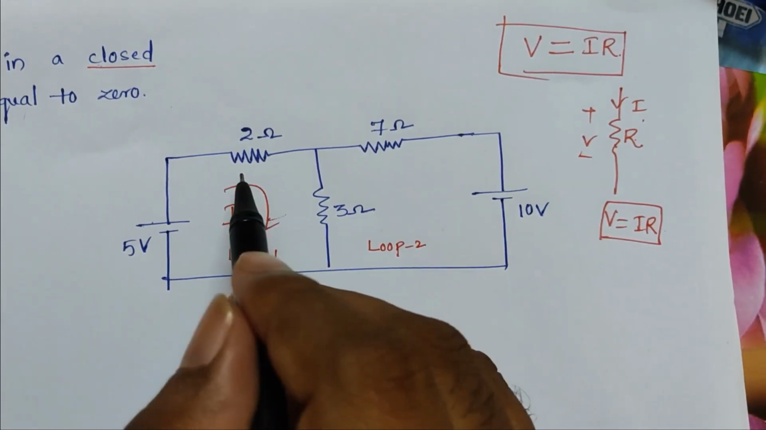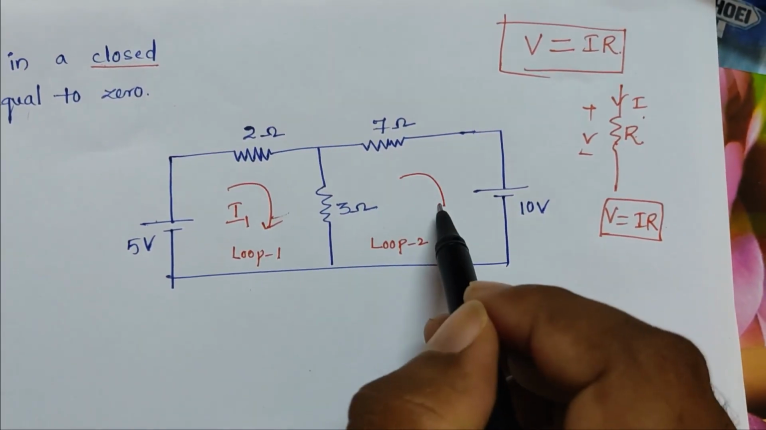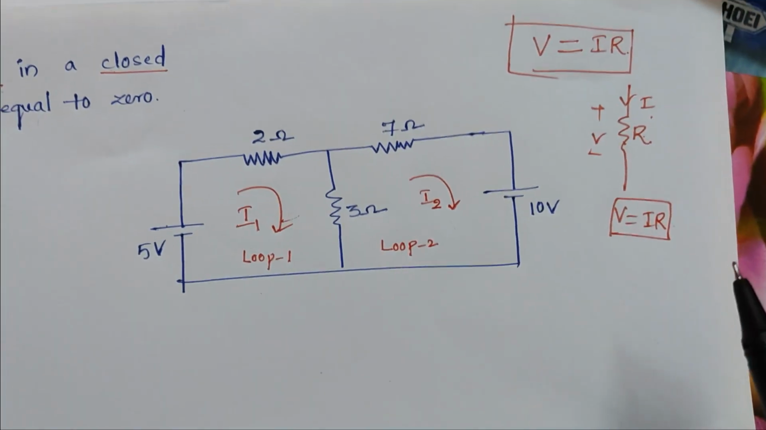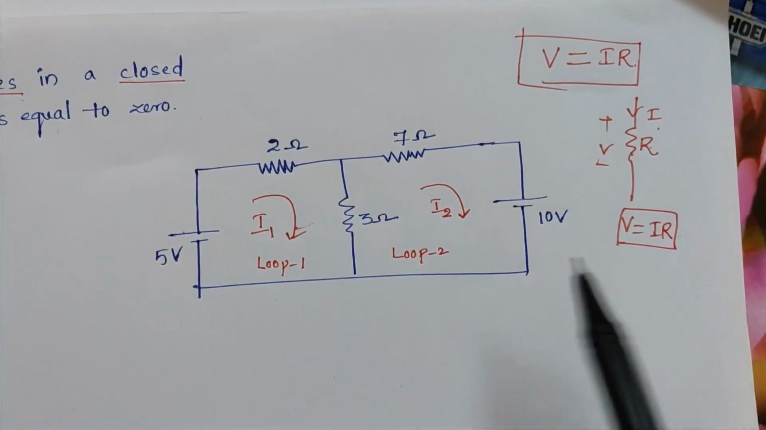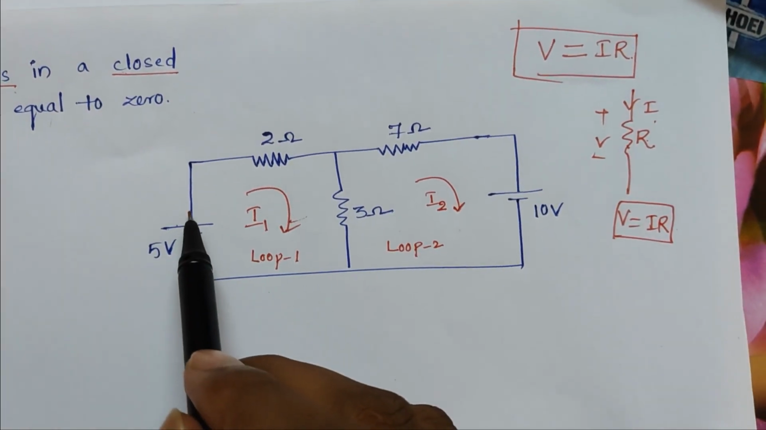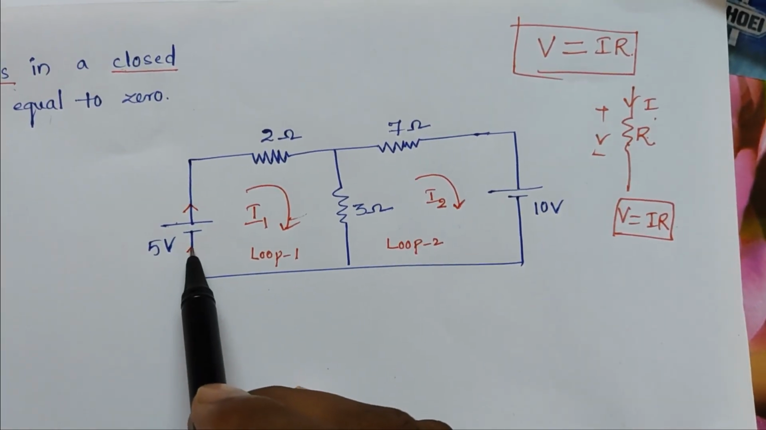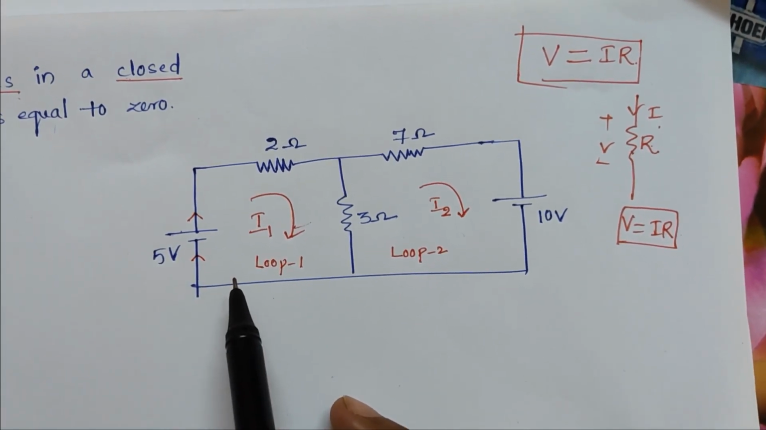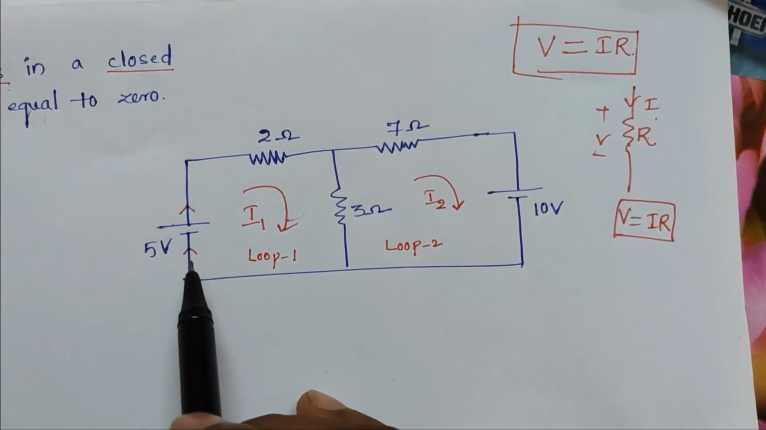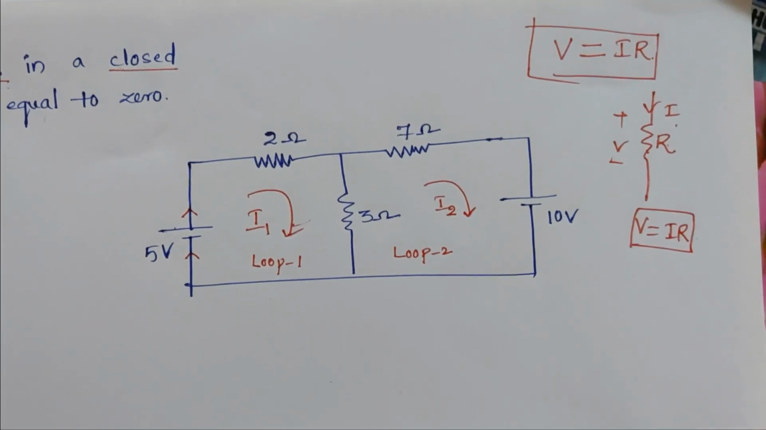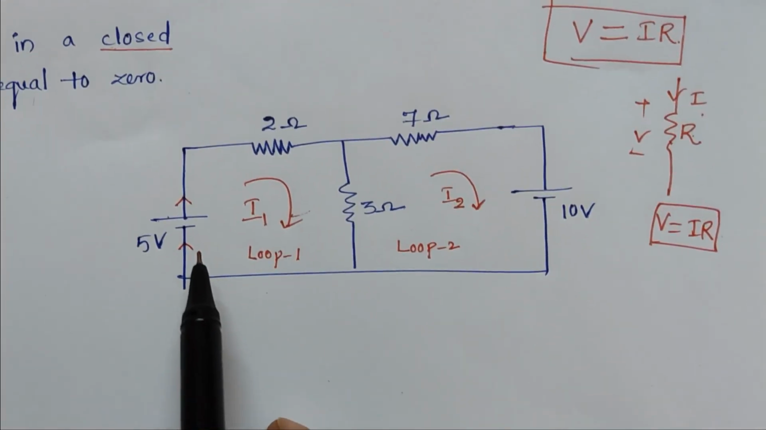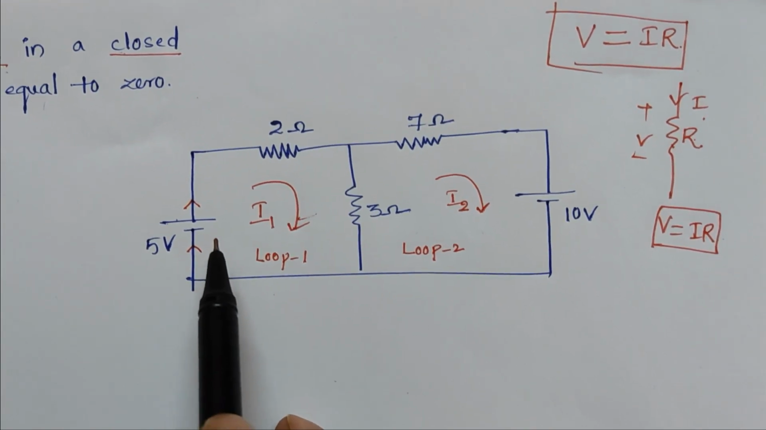You can also take it in an anti-clockwise direction, but for simple calculations we generally consider a clockwise direction. We already know that current leaves from the positive terminal of the battery and enters the negative terminal of the battery. This is our conventional direction. If current enters the positive terminal, that will be treated as negative voltage. So you will understand it clearly. Now I am going to write the KVL voltage expression in each loop.